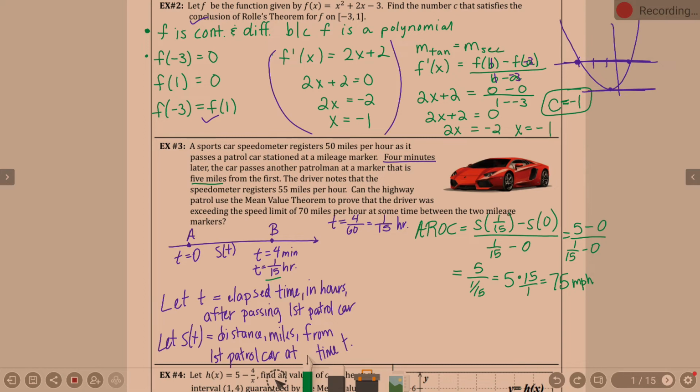So, can the highway patrol use mean value theorem to prove the driver was exceeding the speed limit of 70 miles per hour? Yeah. Okay. At one point, at least, the car had to have been going 75 miles per hour. Is it saying it went that speed the whole time? No. But at one point, that would have to be true.